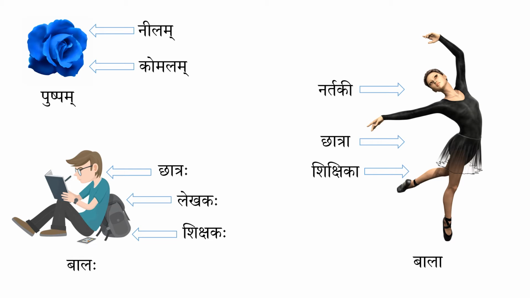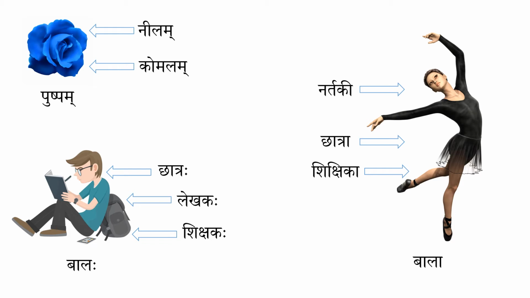And now coming as a Visheshanam, what other quality she has got? She is a Nartaki, because of that Nartana Kala. Nartakitvam, so the quality of a Nartaki is present in that same object. Then Chhatratvam is also present in the same object. And the quality of a Shikshika is also in the same object. So all the words Nartaki, Chhatra, Shikshika, Bala are also pointing to the same object.